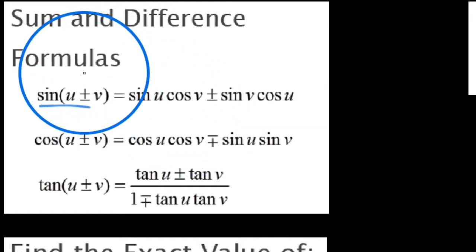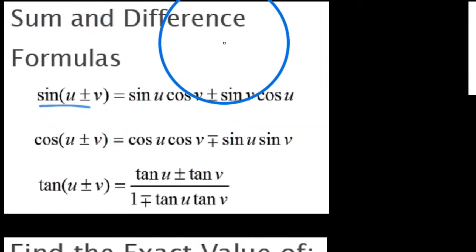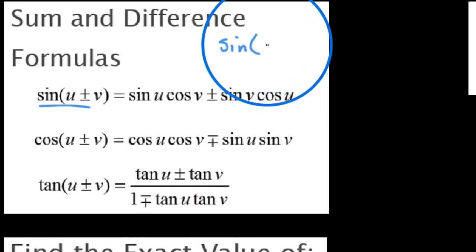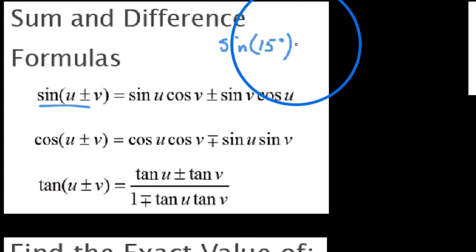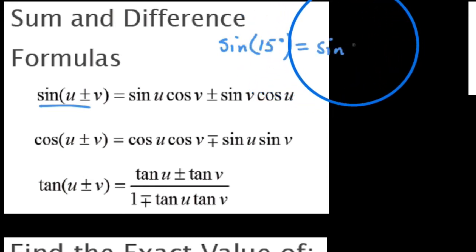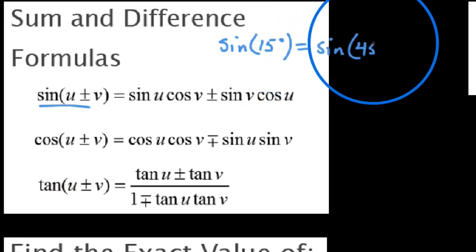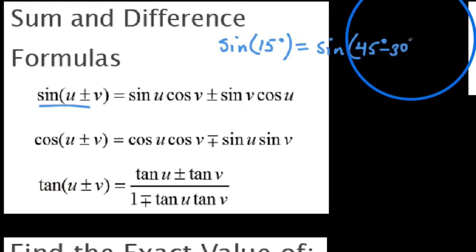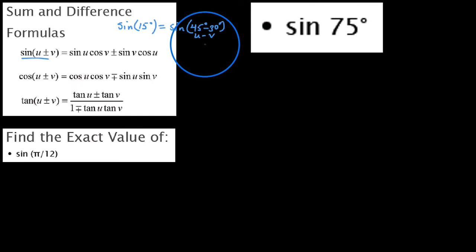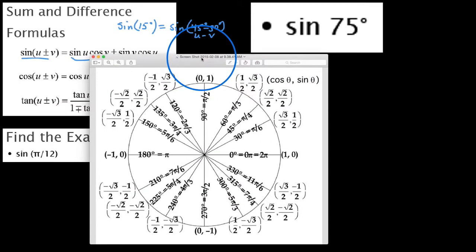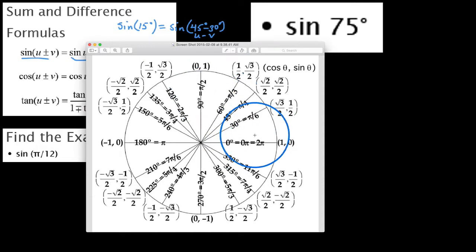And another reason why we use these is because sometimes we're asked to find exact values, not just calculator values, but maybe like the exact value of the sine of 15 degrees. And it behooves us to rewrite this as possibly 45 minus 30 degrees, where this would be our u and this would be our v, and this is a difference in this particular case. What that allows us to do is rewrite this in terms of u and v, where now we're using 45 and 30, which are two very common angles that we're used to using on the unit circle here.